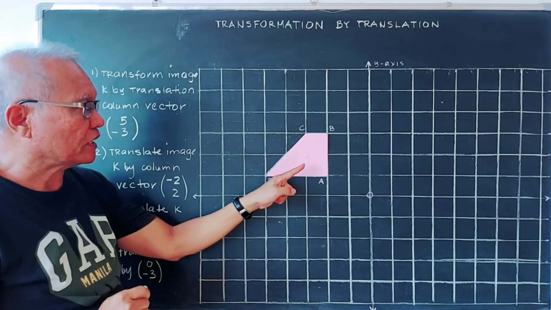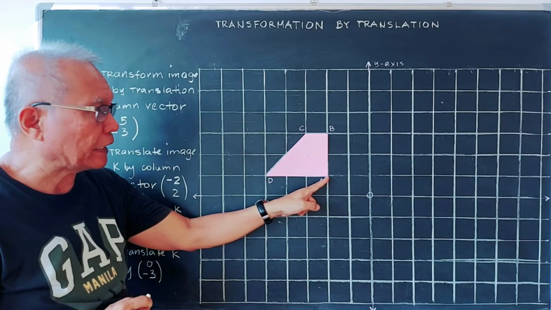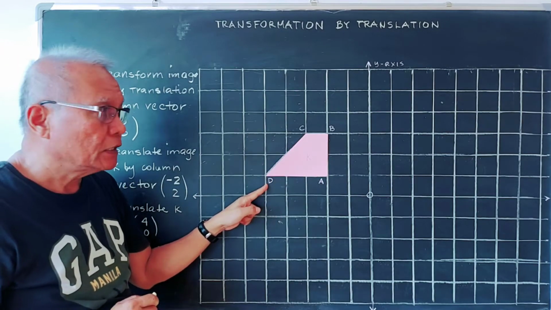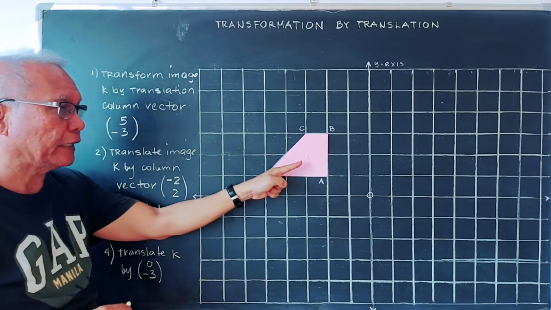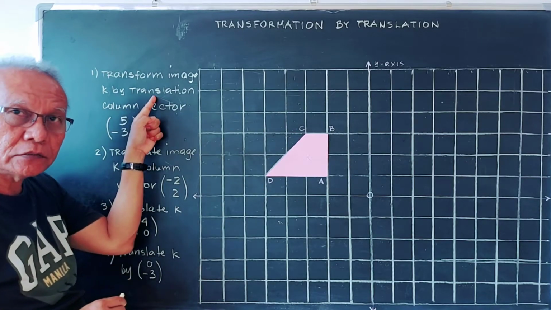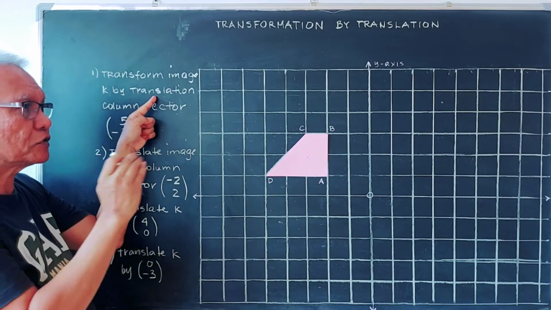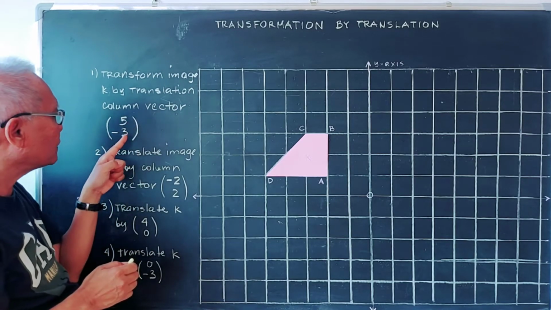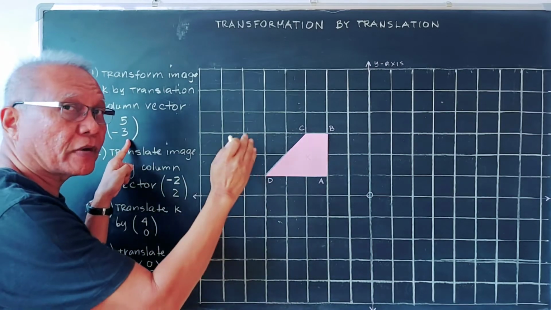Okay, so let's have our image here. We have image K here. This one is point A, point B, point C, and point D. So, number 1, transform image K. This is our image by translation. So, when you say translation, let us imagine that we are just going to slide our image by column vector 5, -3. So let us translate first point by point.